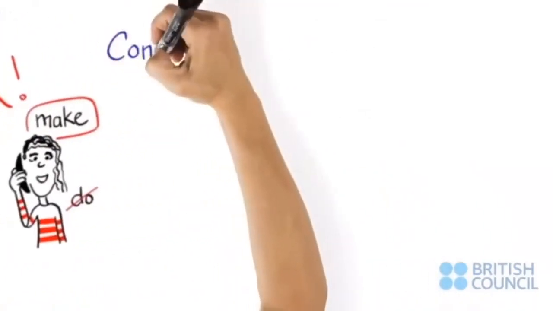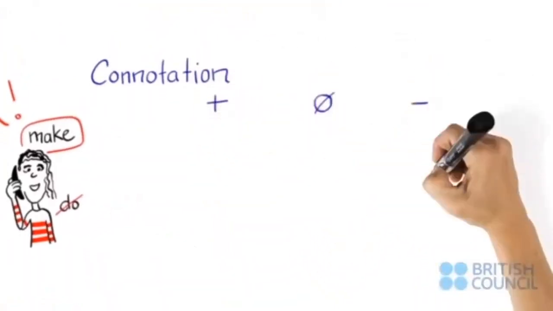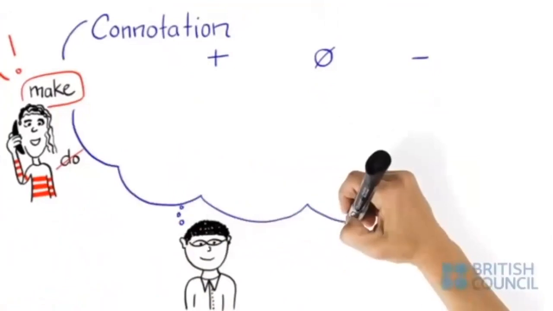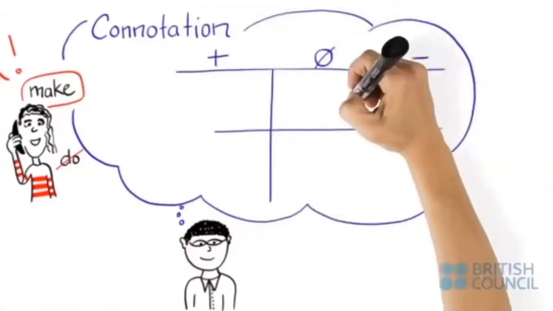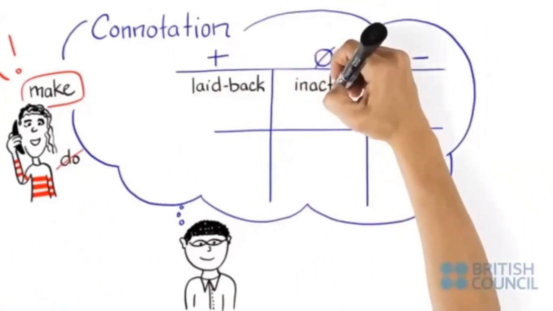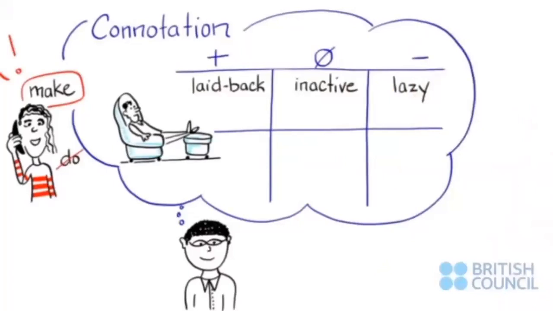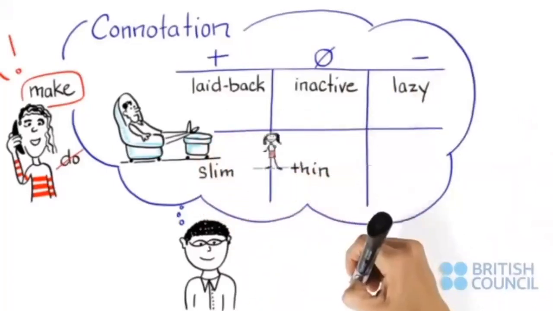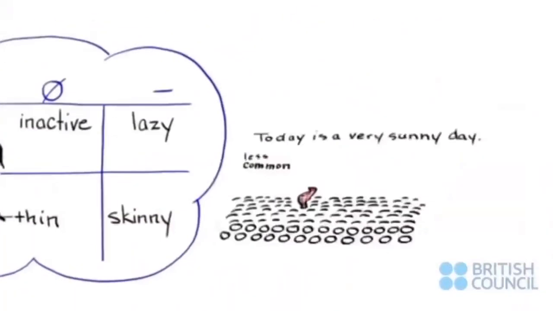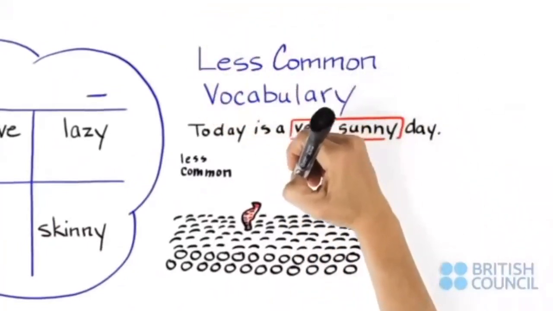An awareness of connotation. This refers to the positive, neutral, or negative association some words have. For example, laid back, positive. Inactive, neutral. Lazy, negative. Slim, thin, skinny. The use of less common vocabulary or expressions.